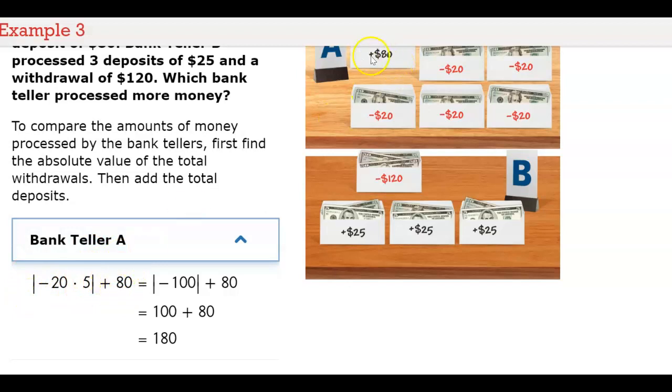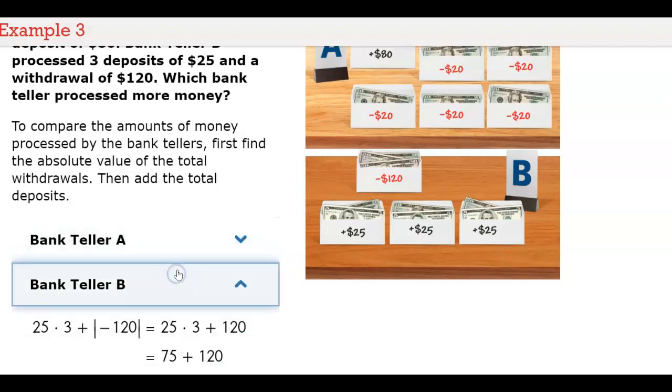And then they added the $80 for the deposit. And so they evaluated -20 times 5 is -100, and then they still have the plus 80. You find the absolute value of -100, which is 100, add 80, and that's $180 for teller A.